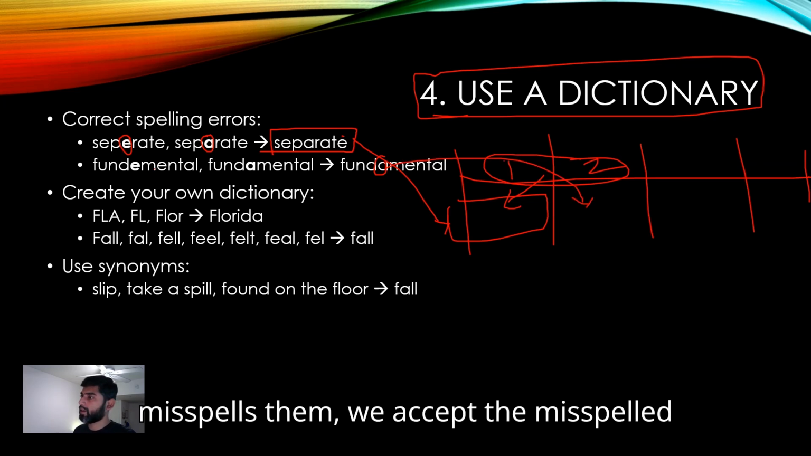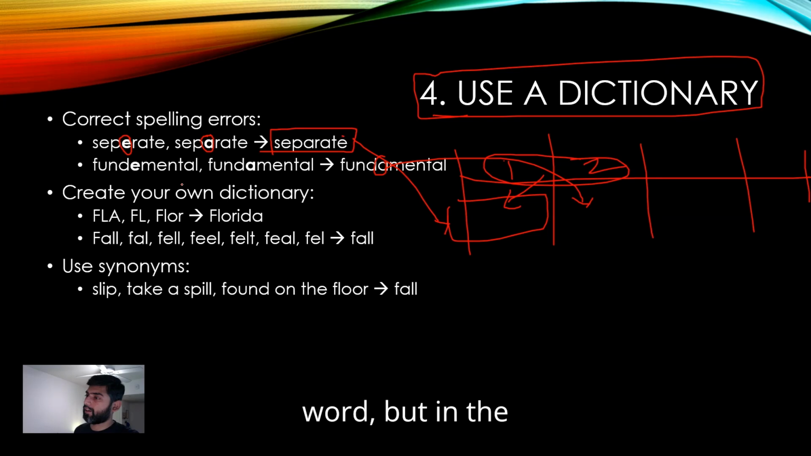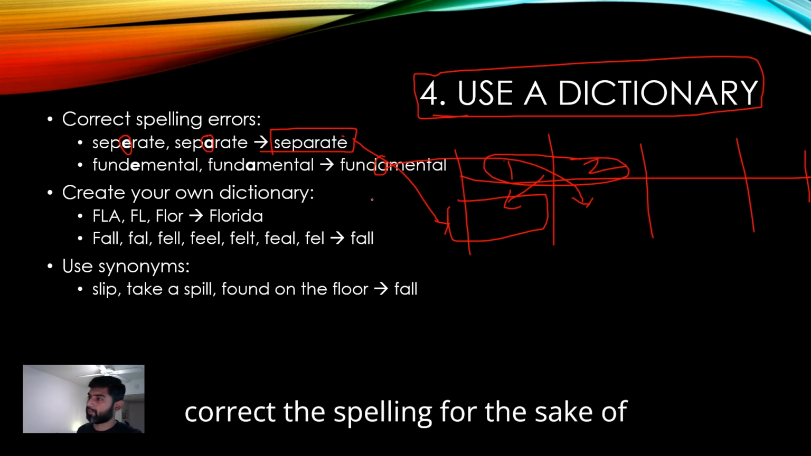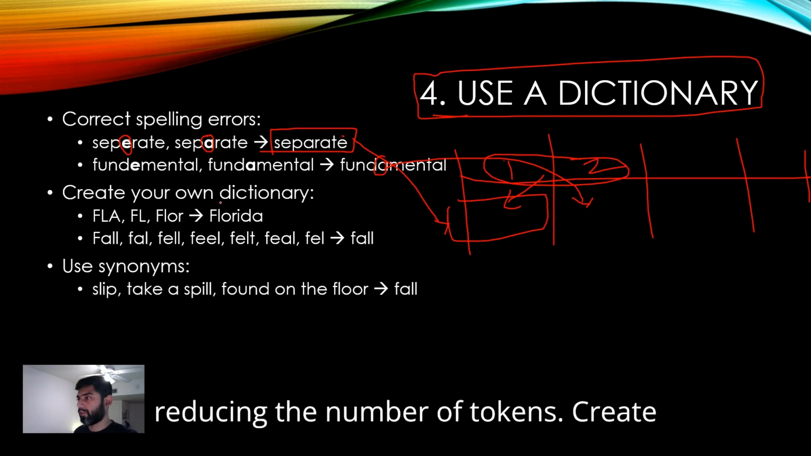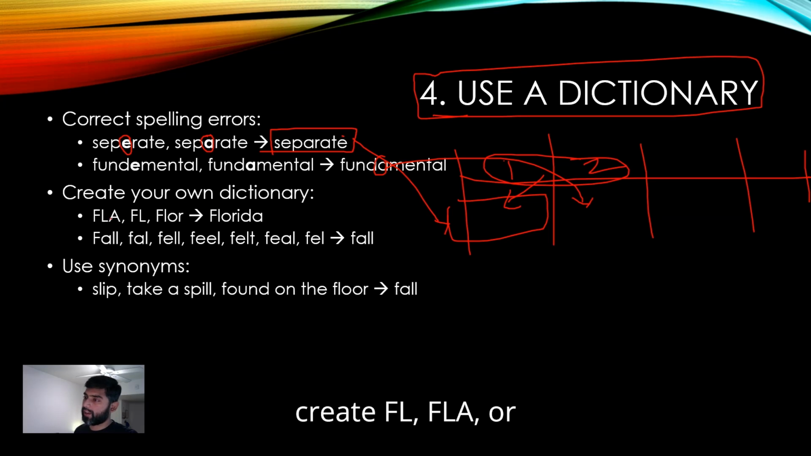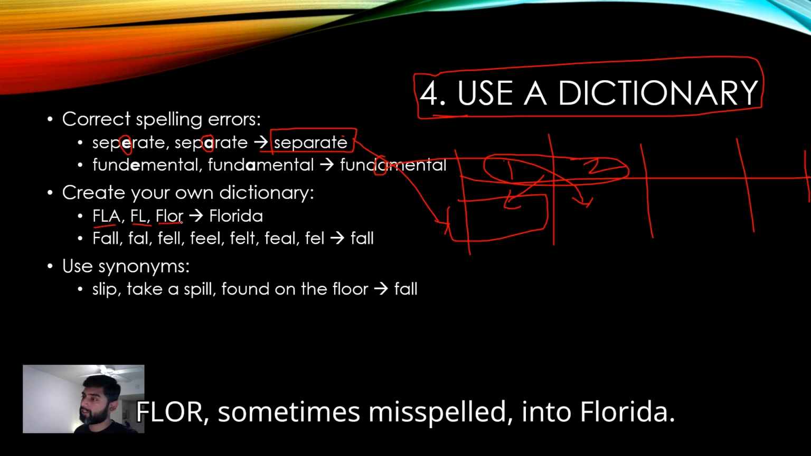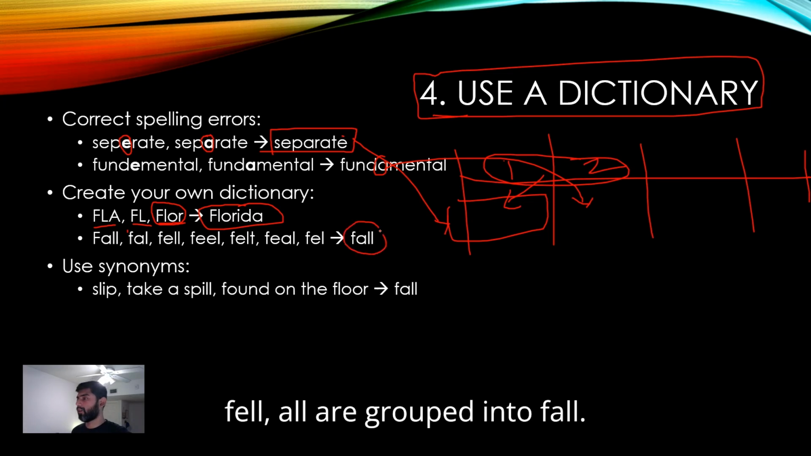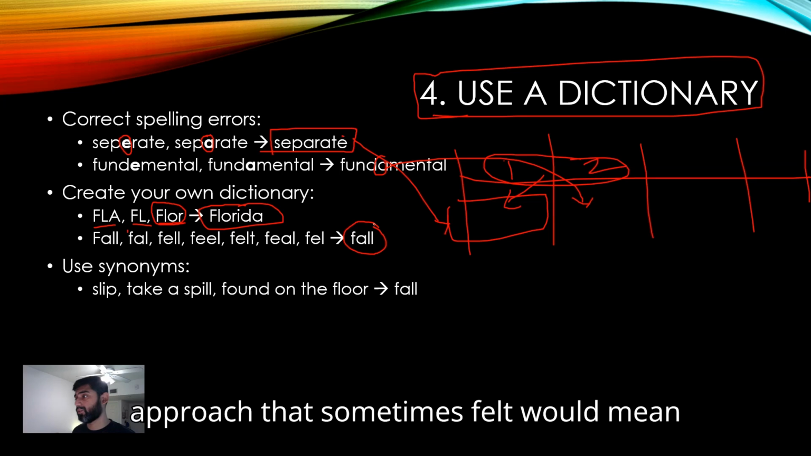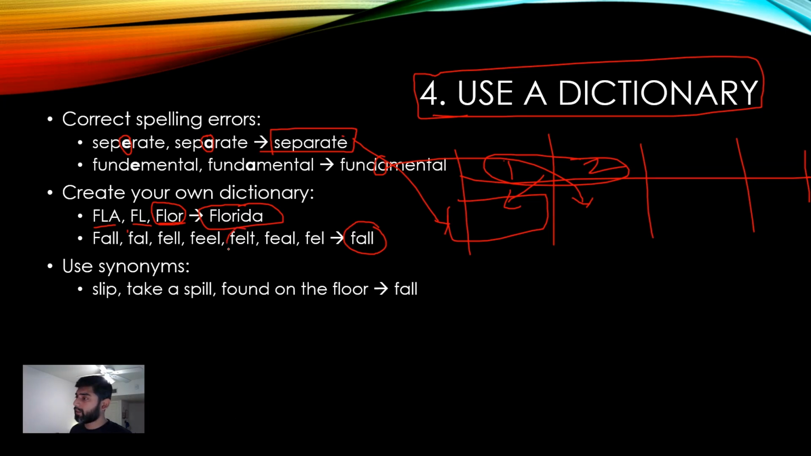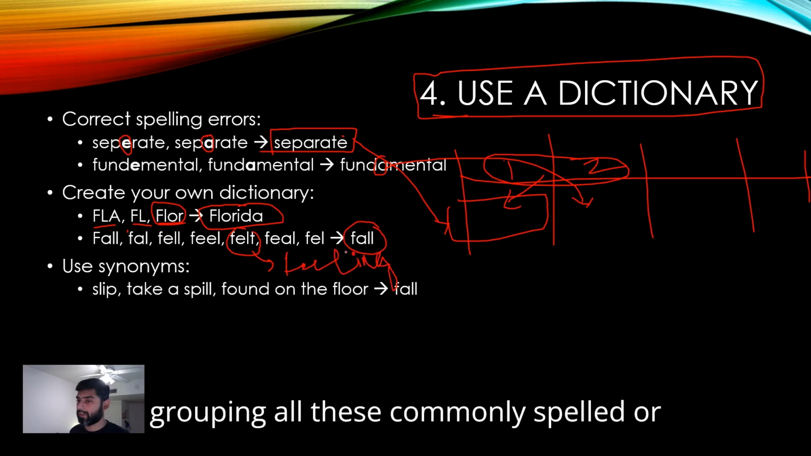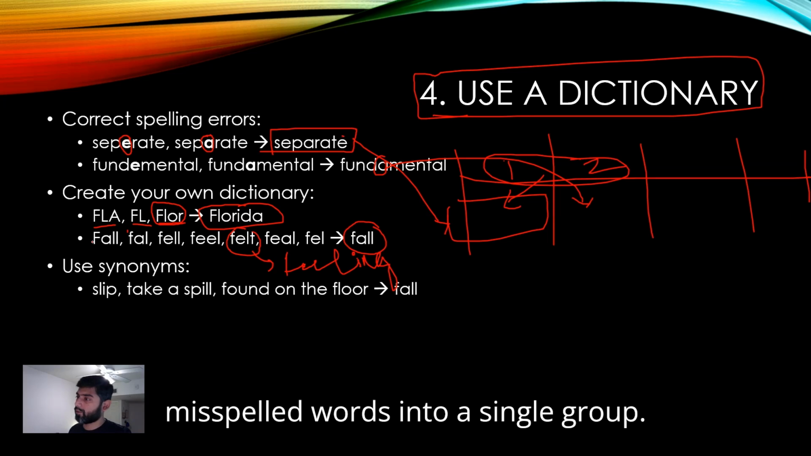So every time a person misspells them, we accept the misspelled word, but in hindsight, the text mining algorithm would correct the spelling for the sake of reducing the number of tokens. You can create your own dictionary. You could simply map FL, FLA, or FLOR, sometimes misspelled, into Florida. And fall, fell, feel, all are grouped into fall. Know that there's a problem with this approach, because sometimes felt would mean something pertaining to feeling. This is the risk you carry by grouping all these commonly spelled or misspelled words into a single group.